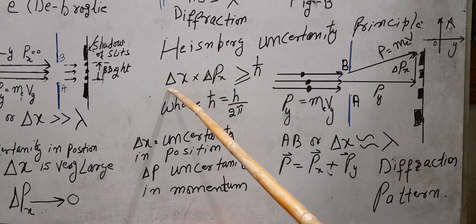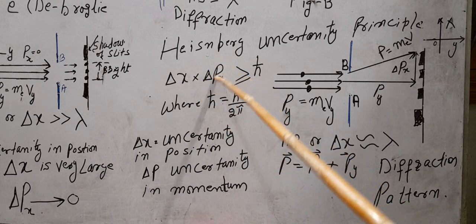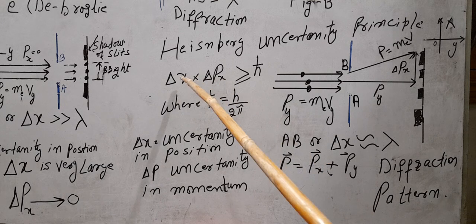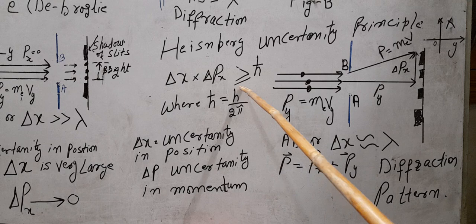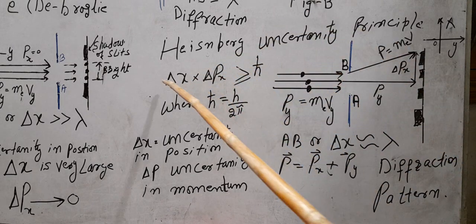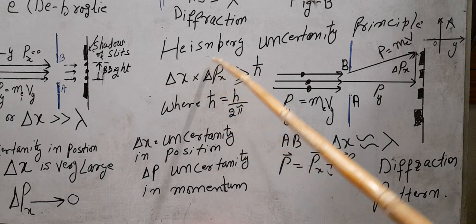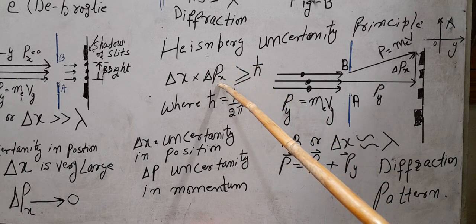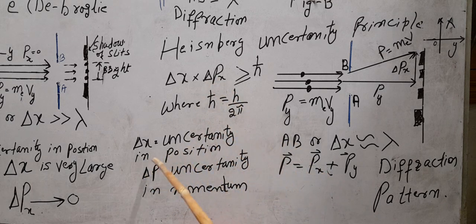Because according to the uncertainty principle, the uncertainty in the position multiplied by the uncertainty in the momentum along the same direction is greater than or equal to h over 2 pi. It means if the uncertainty in position reduces, the uncertainty in finding the exact momentum of the electron along the x-axis increases. Delta x is the uncertainty in the position, and delta p is the uncertainty in the momentum.